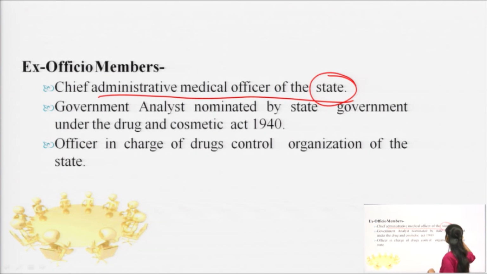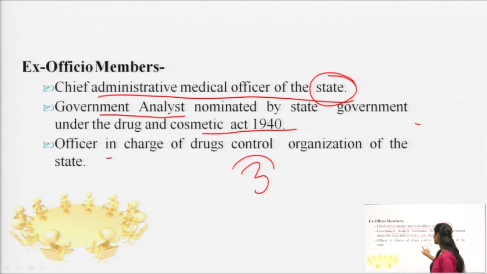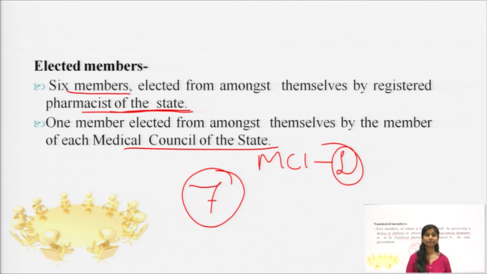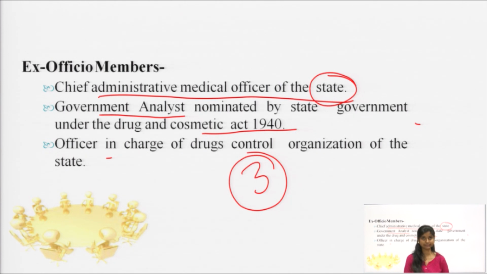Government analyst nominated by the state government under the Drug and Cosmetic Act 1940, जो कि government analyst है. Officers in charge of the drug control organization of the state. So we have again the 3 members who are counted as ex officio members. So let's see the total number of members that will constitute the state council. We have 7 and 5, we have 12, and 12 and 3 that is 15. So we have 15 members who will constitute the State Council of Pharmacy.